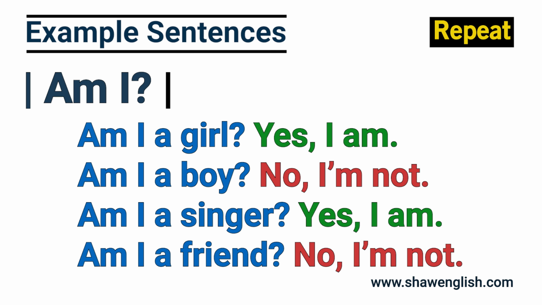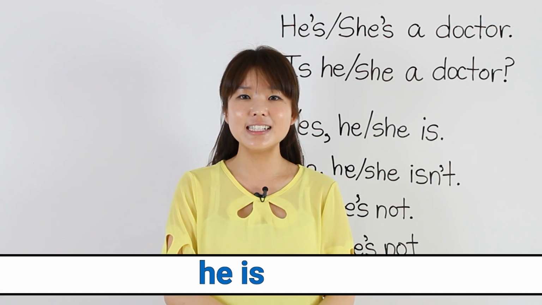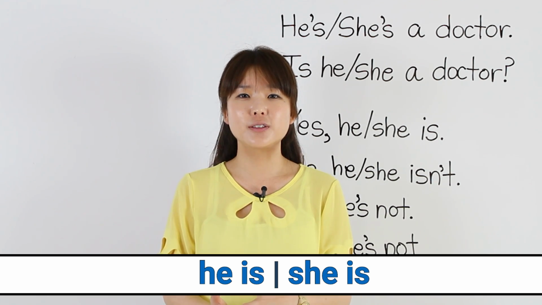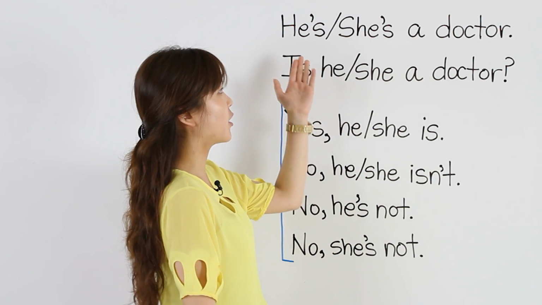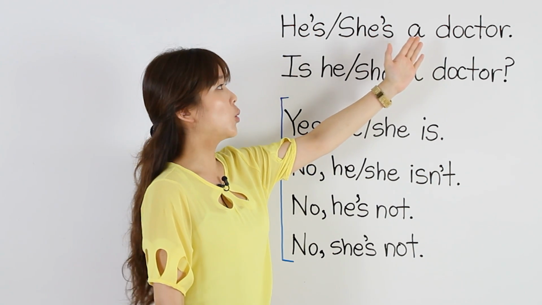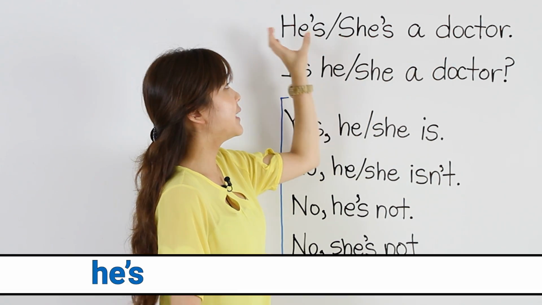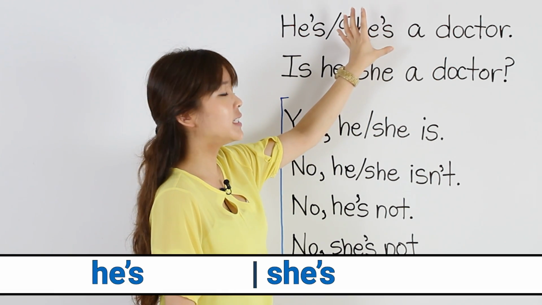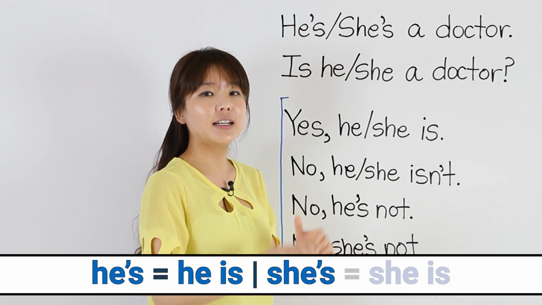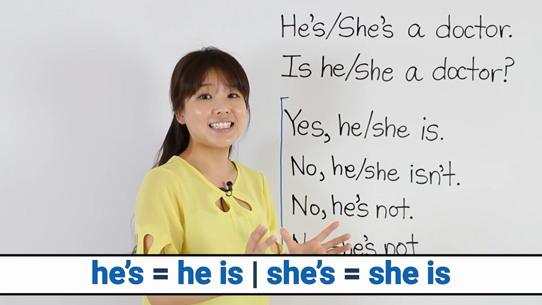No, I'm not. Now we're going to talk about he is and she is and how to use them in questions. So let's look at the sentence on the board. He's a doctor. Or she's a doctor. Remember, he's and she's are contractions for he is and she is. The be verb there is.